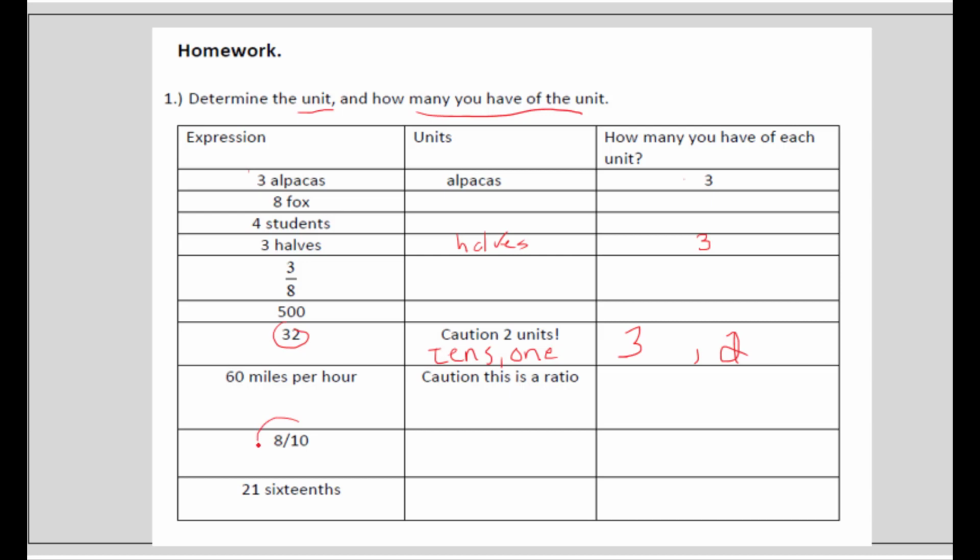8 tenths, again, is a fraction. All fractions, the number of pieces they've been cut into is the unit. So that's tenths. And how many you have of them is 8. So you can fill the rest of it out, but that's an example of how all numbers are in context. And the context is the unit. And the amount that you have is just how much of each, right?